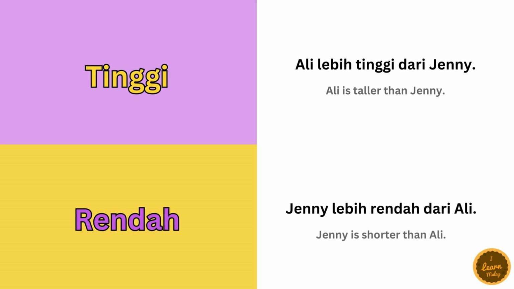On the contrary, Jenny lebih rendah dari Ali. Jenny is shorter than Ali. Lebih rendah means shorter.